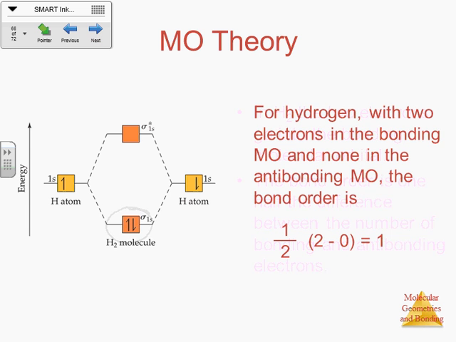So the example here, we have 2 bonding orbitals in this one. We have 0 anti-bonding orbitals. So 2 minus 0, multiply that by a half, and you end up with a bond order of 1.